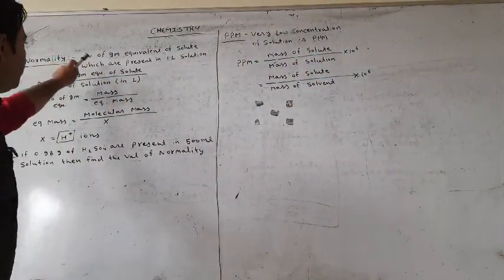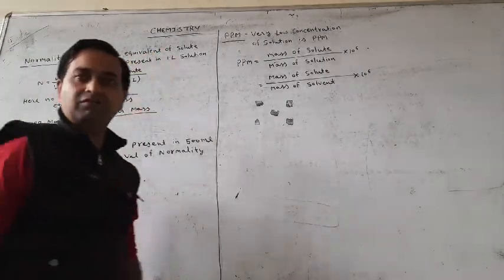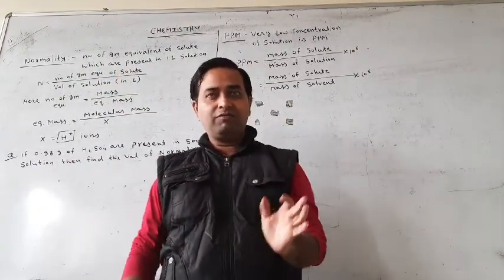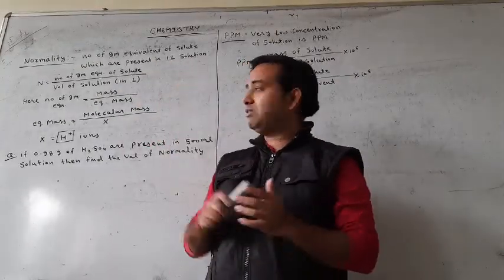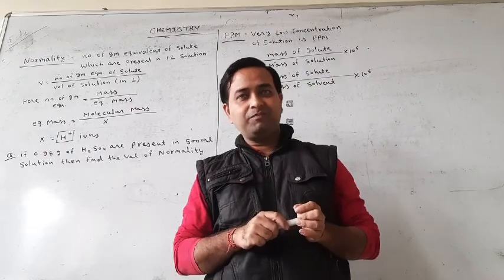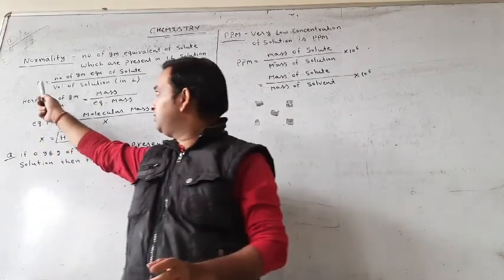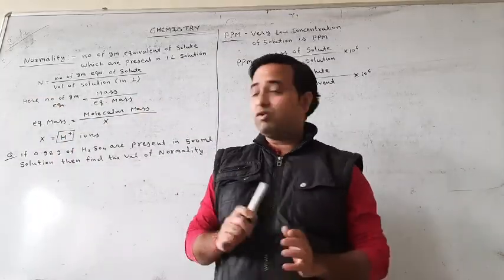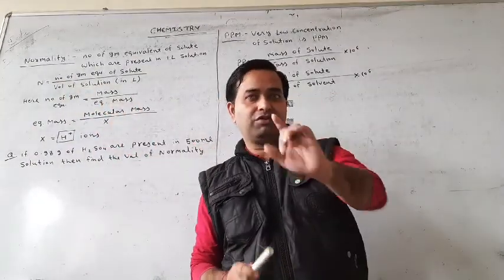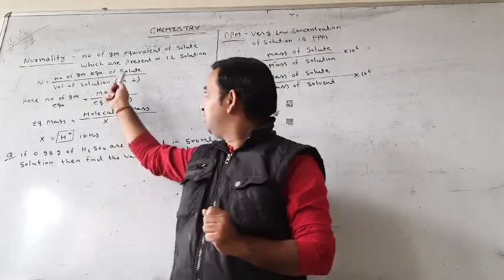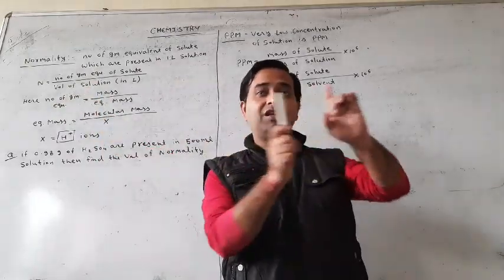There we use the number of gram equivalents of solute present in 1 liter of solution. In molarity, we also calculate the concentration in 1 liter of solution. Students, to calculate normality we use the symbol capital N. Capital N is equal to the number of gram equivalents of solute divided by the volume of solution in liter.